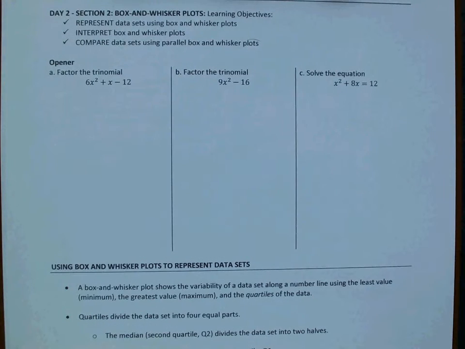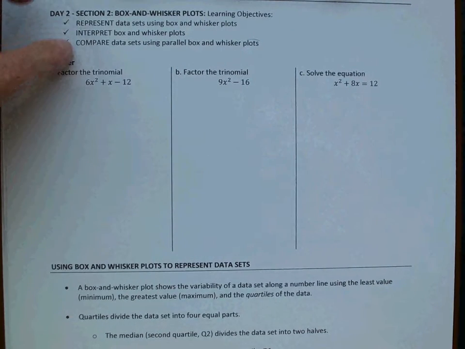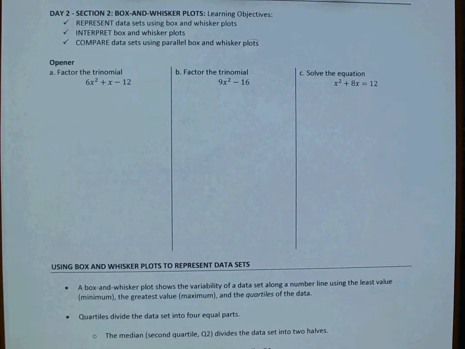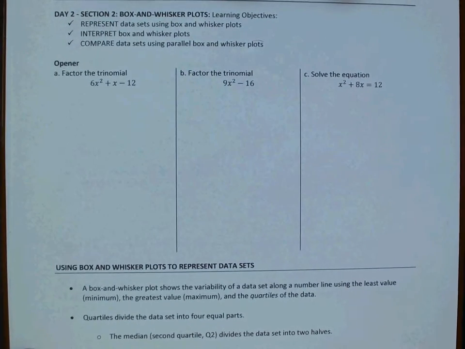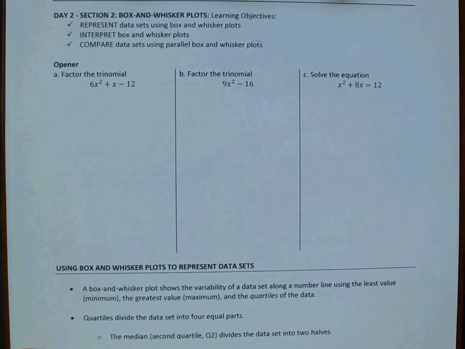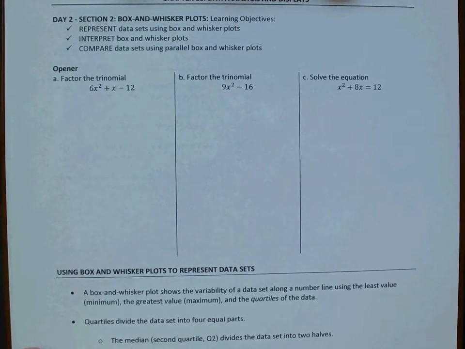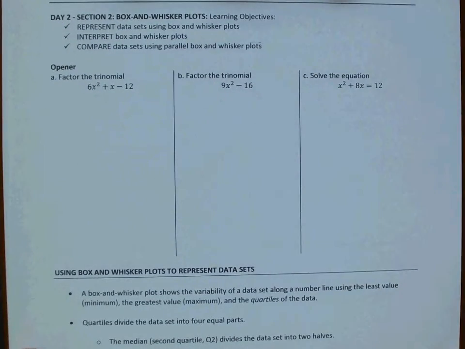So we are going to start with the opener. Our big goal today is going to be to do box and whisker plots, which you may recall from 6th grade. But yeah, that's what our big goal is going to be. The opener is really just a chance for us to review material before the final. First question here is to factor the trinomial.